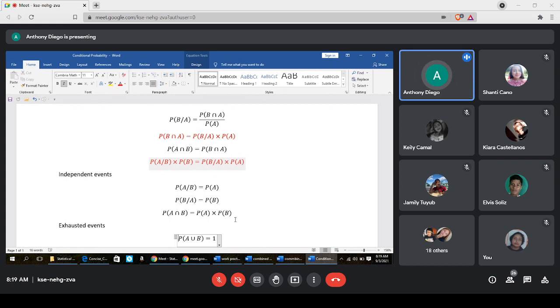So for the exhaustive event, you need to know the fact that the probability of A union B is equal to one, which means that you have used up all the given members of those particular sets. When combining them, it gives you the whole, which is one.